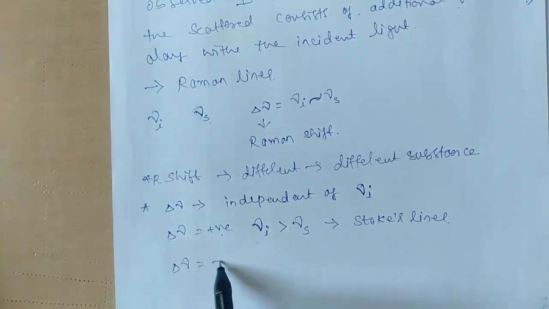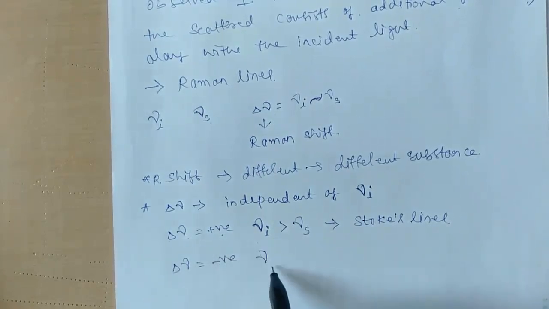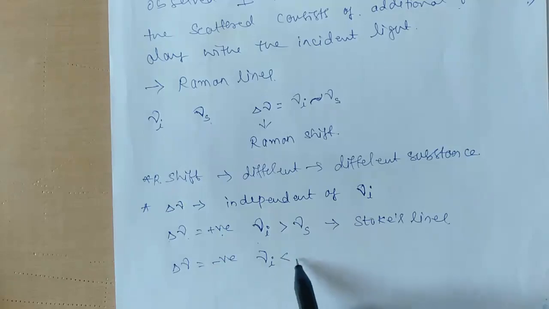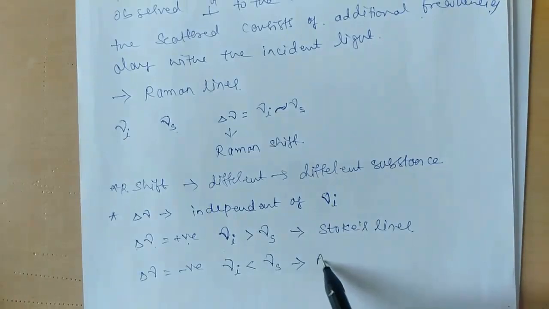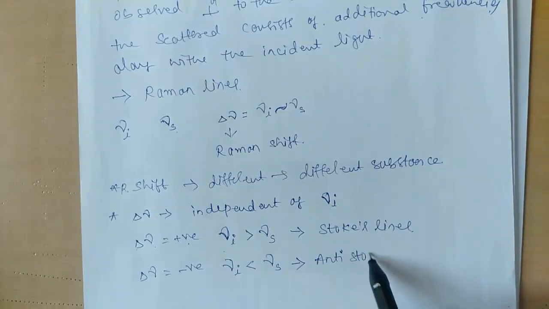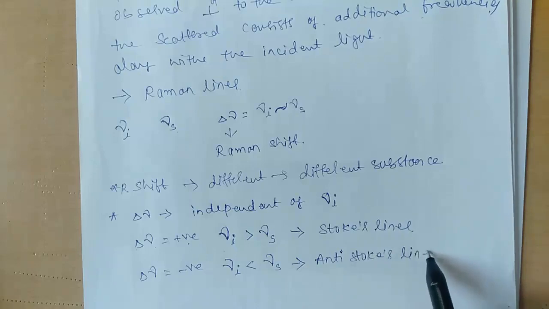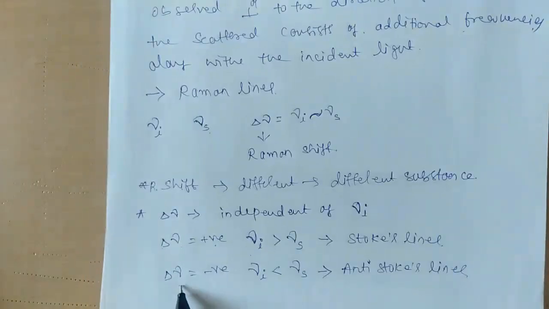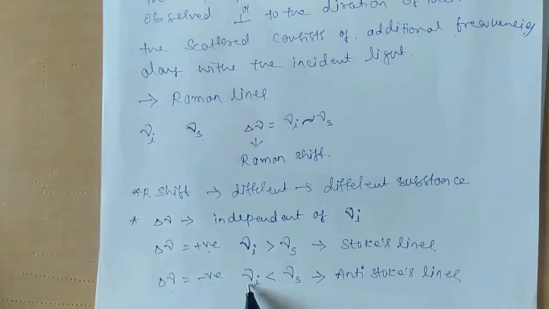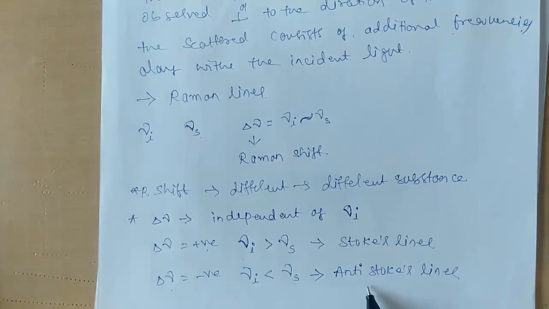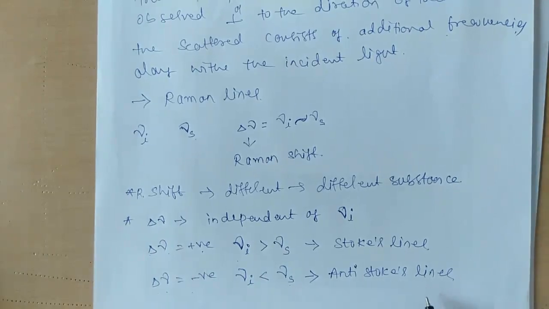If delta nu is negative, then the frequency of the incident light will be less than the frequency of the scattered light. These types of spectral lines are called anti-Stokes lines. If the Raman shift delta nu is negative, then according to this equation nu I must be less than nu S. That is, the frequency of the incident light must be less than the frequency of the scattered light. Then such spectral lines will be known as anti-Stokes lines.